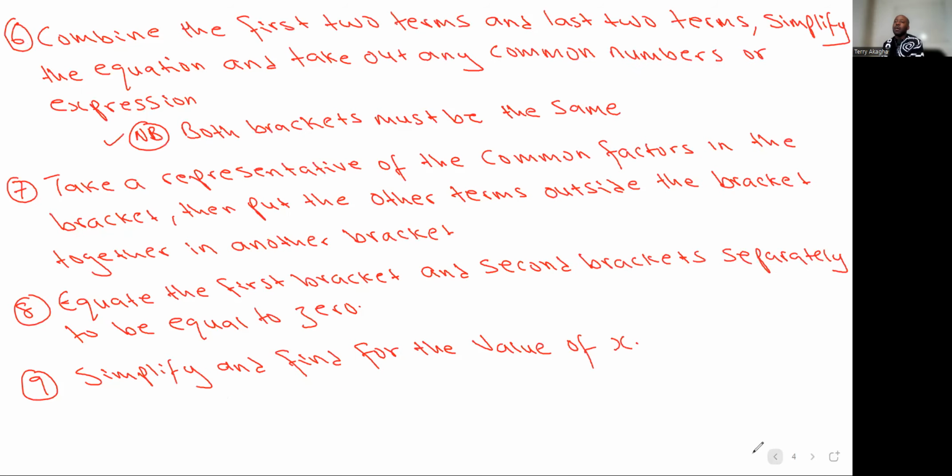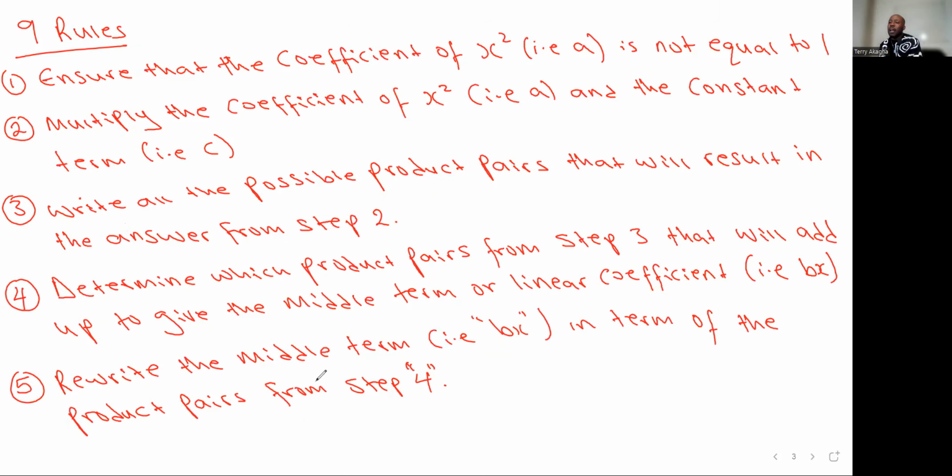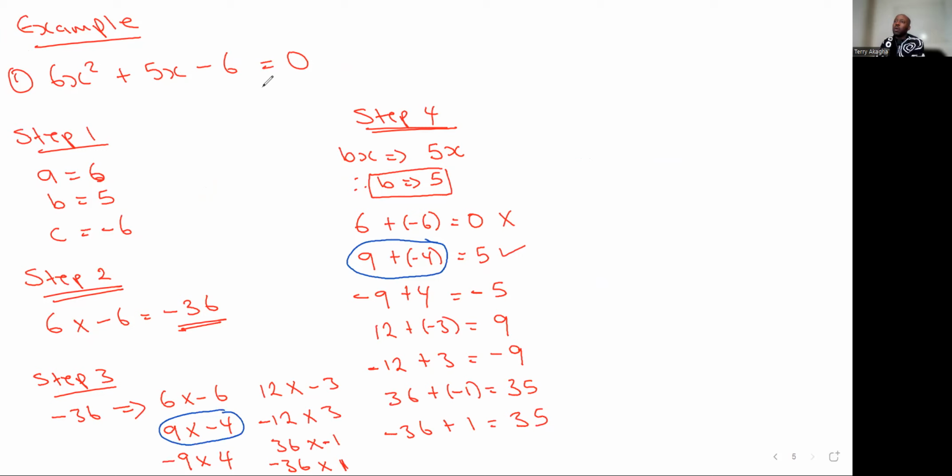Now the next step, step 5. Now we write the middle term in terms of the product pairs, okay? So step 5, we already found that the product pairs we've agreed on are 9 and minus 4, okay? Let me just remove this so that it will not confuse anyone. So it's a short form. So that'll give us 9, and minus 4. So the product pairs we're selecting are 9 and minus 4.